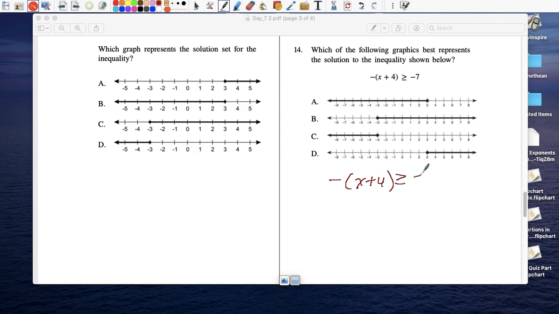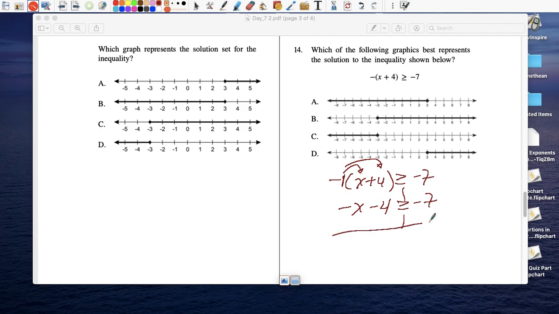Careful here. Right? Don't just remove the parentheses because of that subtraction sign, the minus sign. Everything inside the parentheses is going to switch, right? So remember, there's a 1 here. Distributive property. Negative 1 times x is negative x, and negative 1 times positive 4 is negative 4. See how they come out the opposite? Parentheses are gone. Greater than or equal to negative 7.